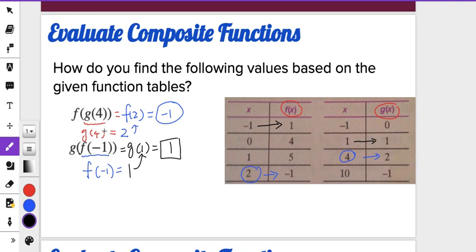So again, the first step, as we did before, is to look for the inside value, and then we use that value as a new input for the outer layer function. Then we find the final value.